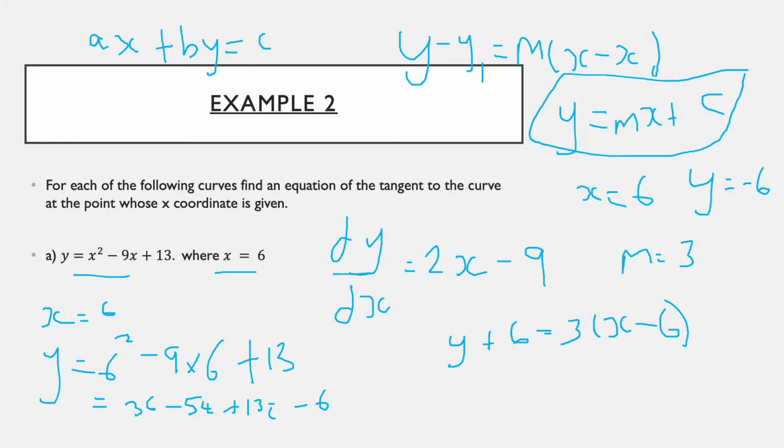Okay, right guys, so rearranging this, expanding the right hand side, I'm going to get y plus 6 is equal to 3x minus 18. Subtract 6 on both sides, I'm going to get y is equal to 3x minus 24. Okay, and that will be my equation of the tangent. So that is the final answer for that question.